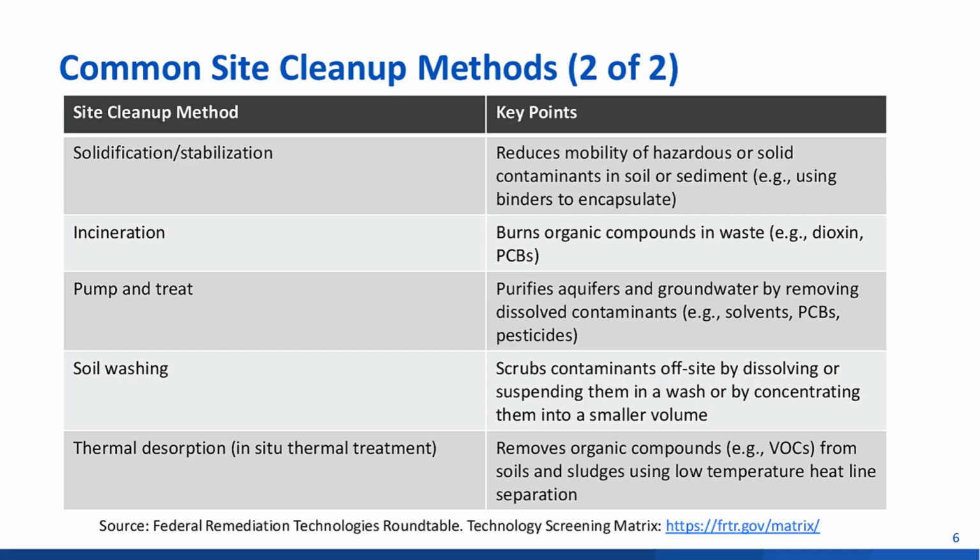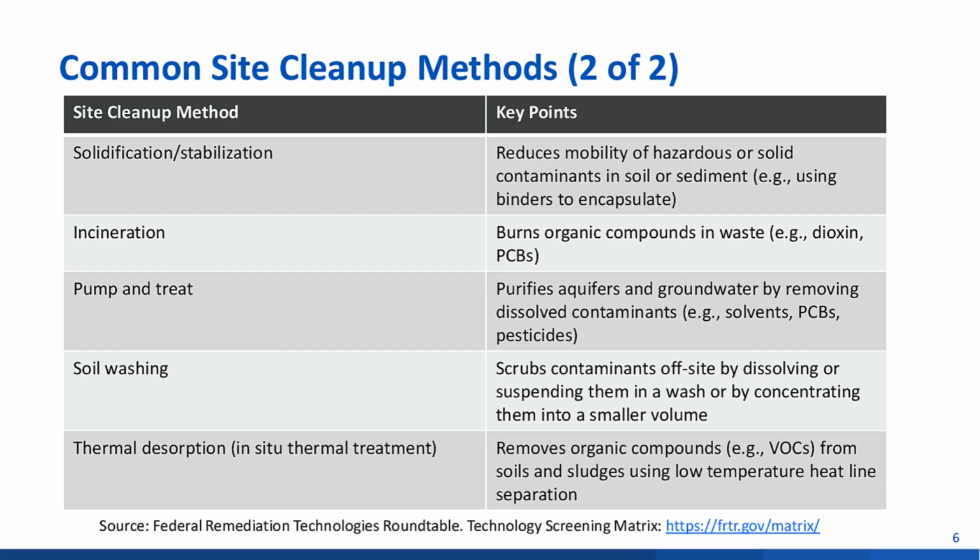Here are a few more site cleanup methods. Solidification with stabilization keeps contaminants from spreading to the surrounding environment. For example, preventing migration of a contaminated waste sludge from a sewer or binding a toxic substance to encapsulate it. Incineration is the process of burning hazardous materials in soil, sludge, liquids, or gases at temperatures high enough to destroy contaminants. It is used to destroy solvents, dioxins, PCBs, and pesticides. It will not destroy metals, such as lead or chromium.